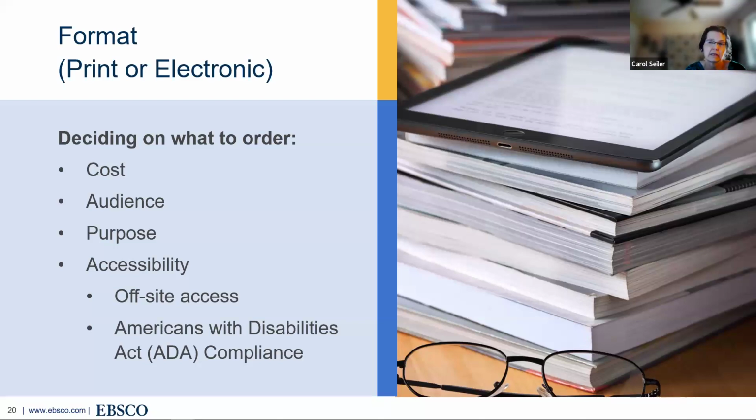And then accessibility. And there's multiple aspects to accessibility. Oh, it's a hard word to say. Accessibility. One is offsite access. Will my remote students have access to it? Or is it only available on campus? What about ADA, the Americans with Disabilities Act, or what they also call VPAT? Will my student population or my users with different abilities be able to use that resource? Something to consider.